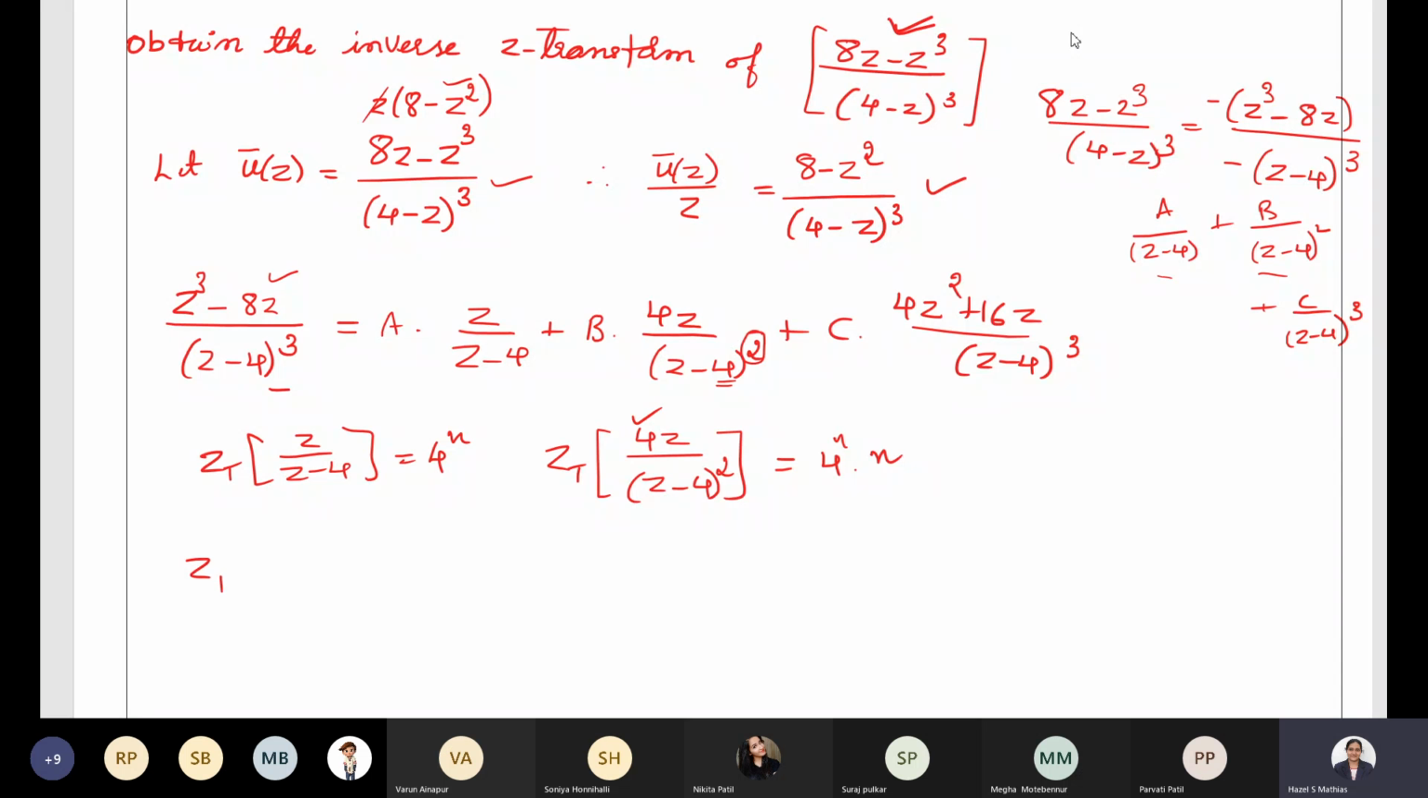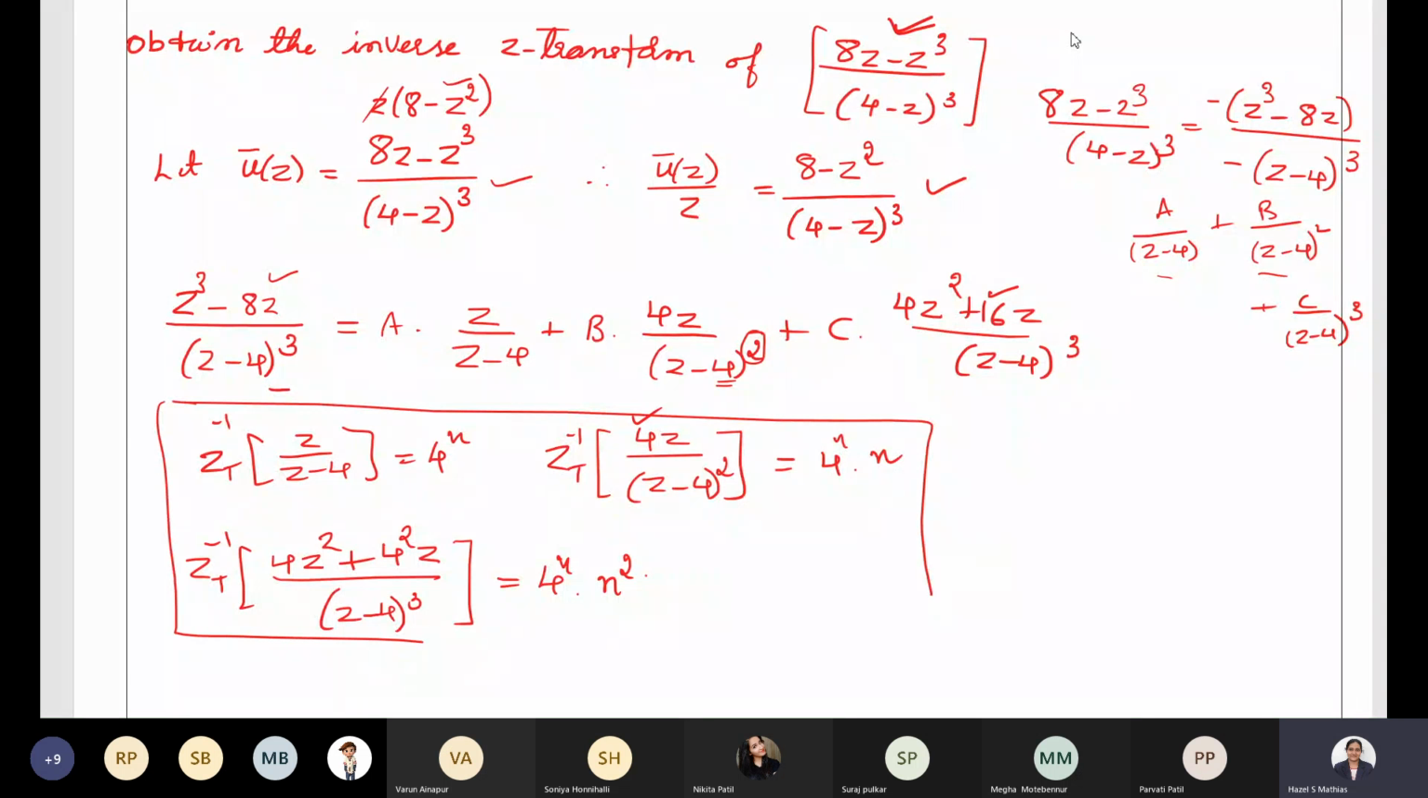One more formula is there. It is the z transform of kz square plus k square z. It is 4z square plus 16z, and 16 is 4 square, so it is 4z square plus 4 square z divided by z minus 4 whole cube. The inverse z transform of this is 4 power n into n square. So these are the inverse z transforms which we know.